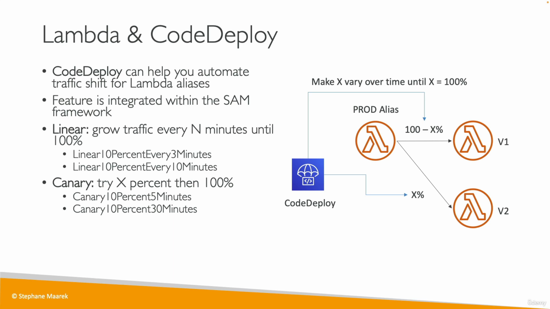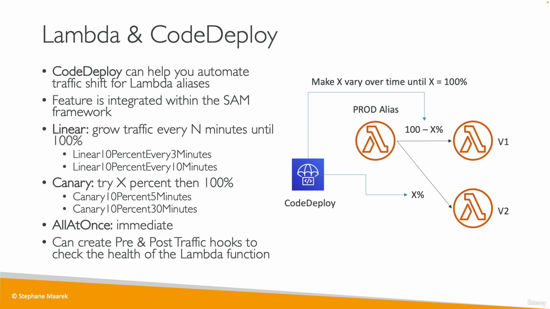And if you don't want to transition gradually from V1 to V2, you can do all at once to get an immediate traffic shift between your two Lambda versions. You can also run pre and post traffic hooks to check the health of your Lambda function, so that you don't move over all the traffic to the new one after a canary if you don't validate some kind of health checks and post traffic hooks.